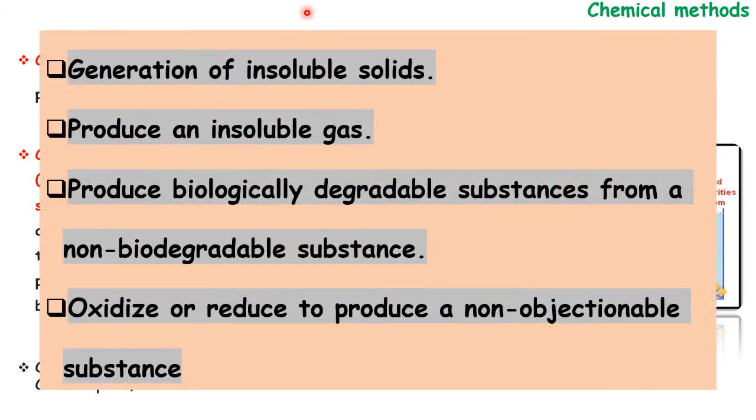So I hope you understood that in the chemical method we generate insoluble solids with the help of chemical precipitation. Likewise, we produce insoluble gas, and during this method we also produce biodegradable substances from non-biodegradable substances, and we also oxidize or reduce to produce a non-objectionable substance.